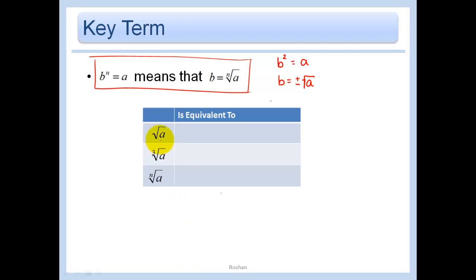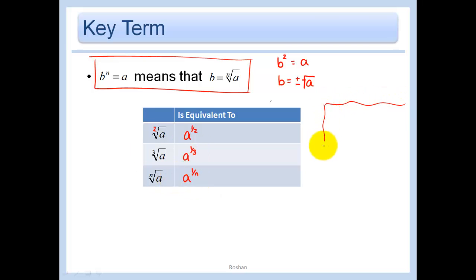So instead of writing root a, remember that there's a little 2 implied up there when you don't write anything. And so that is equivalent to a to the 1/2 power. The cubed root of a is equivalent to a to the 1/3 power. And in general, the nth root of a is equivalent to a to the 1/n power. And I really like this because it makes a lot of sense.